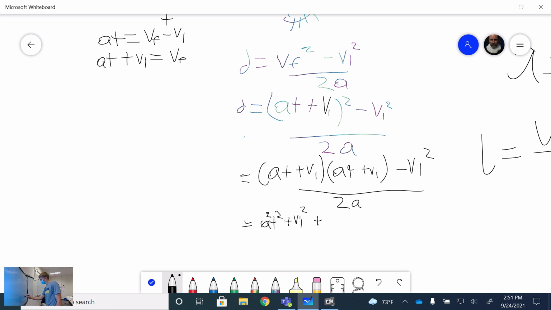Plus, would that be 2Vi? Wait, what is it? 2Vi at. There you go. Okay, now keep adding the other stuff, so you've got a minus Vi squared, and then all over 2a. Way to hang in there.